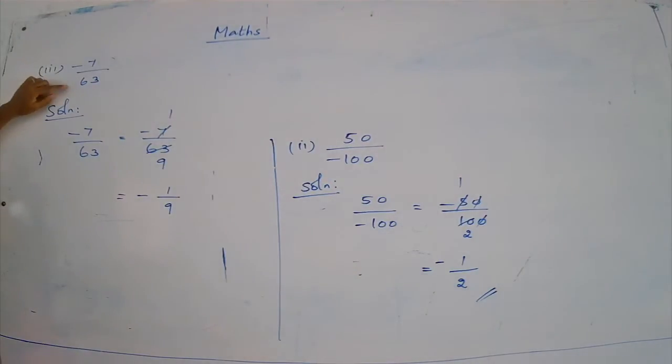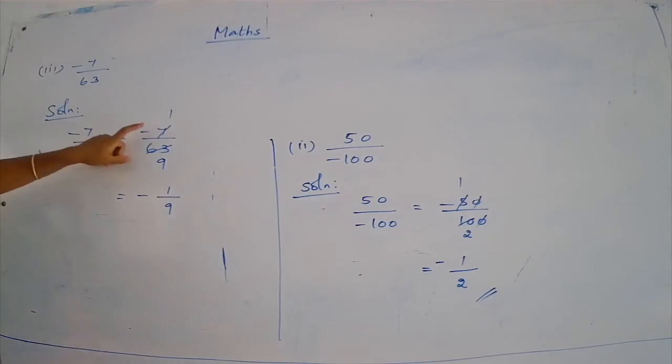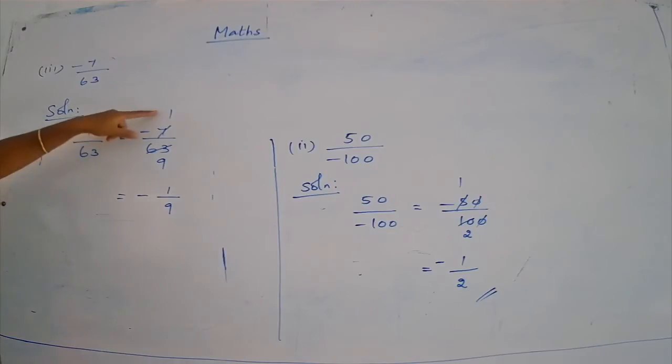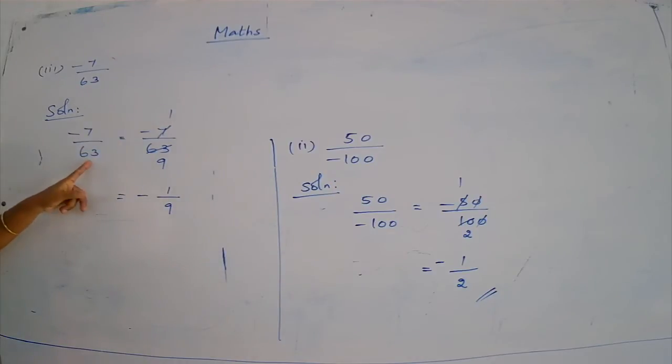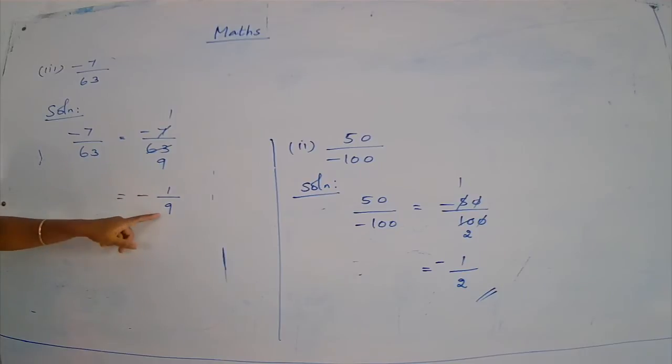Minus 7 upon 63 is equal to, you cut the common factors, that is, divide by 7. The common factor is 7. So you divide by 7. 7 divided by 7, your answer is 1, and 63 divided by 7, your answer is 9. So the final answer is minus 1 upon 9. Okay. It's so easy.